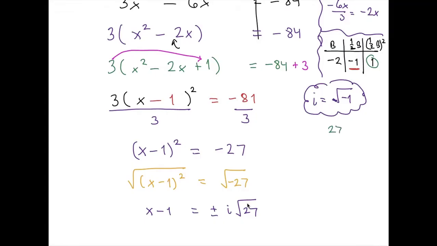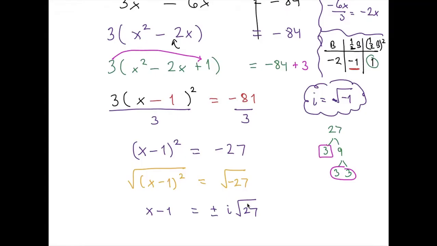So 27 broken up is going to be, we could do 3 times 9, all right? And then 9 can be broken up to 3 times 3. And so we're going to circle a pair of 3s. So I'll circle this pair, and then the 3 that's here is lonely, it's by itself.